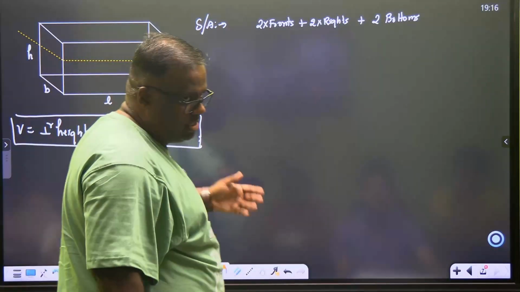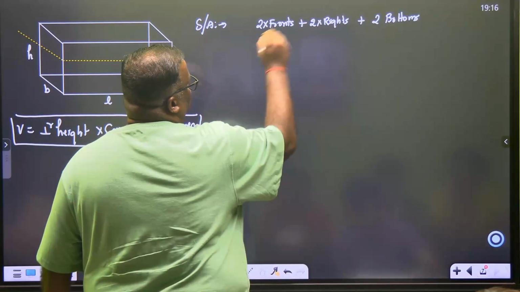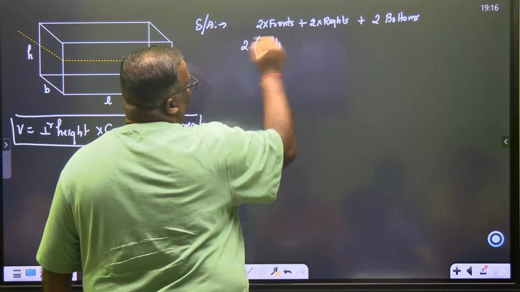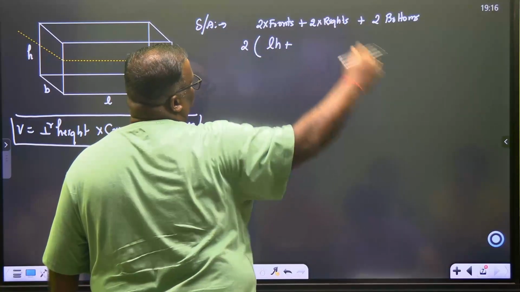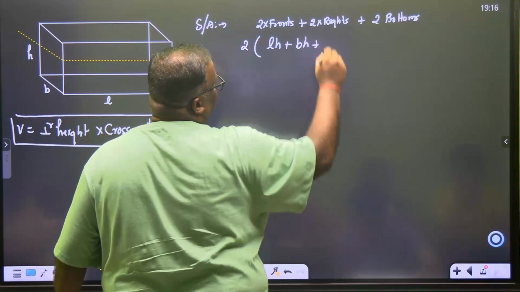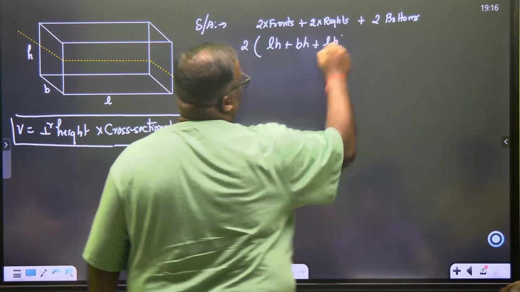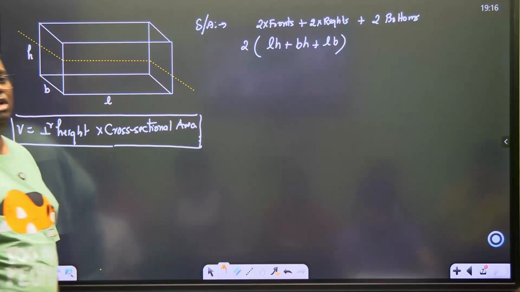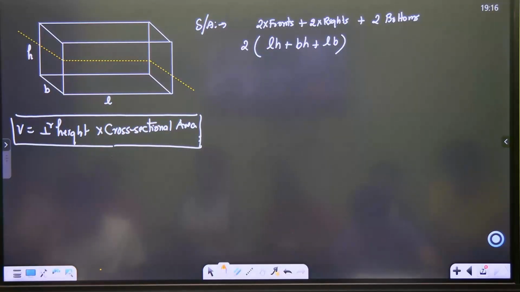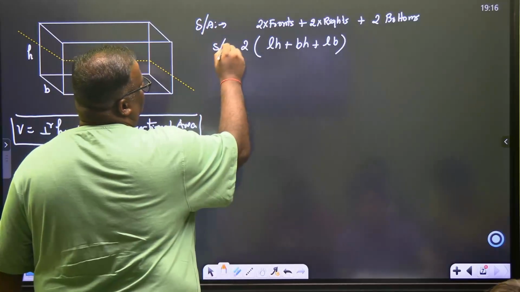The two fronts are what? The L into H, so 2LH. I can take my 2 common. It's 2 times LH plus 2 rights, BH, and then 2 bottoms, LB. This is my surface area of a cuboid. Is it becoming clear? Then you cannot forget it. This is my surface area.